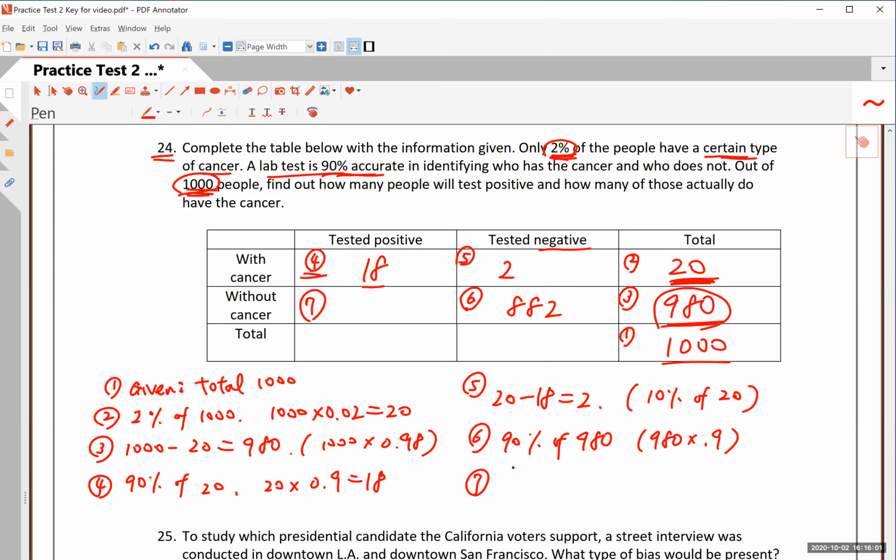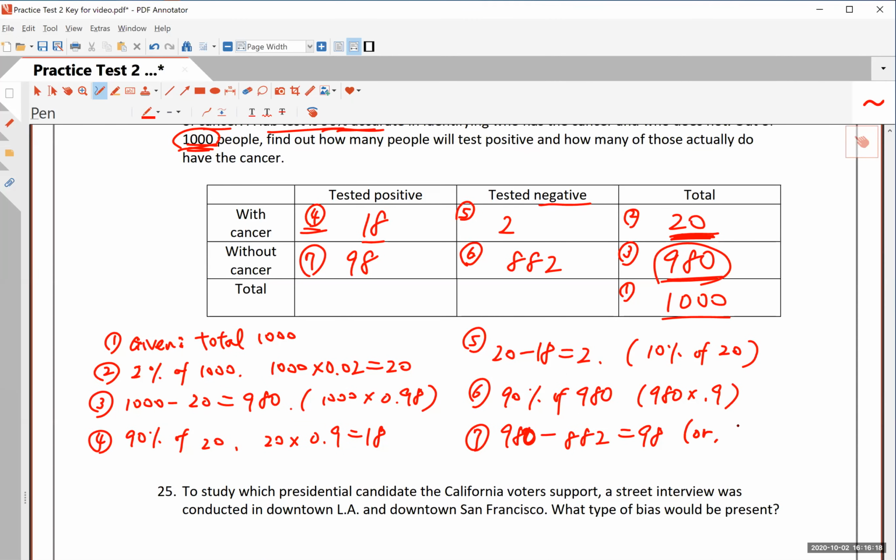Now, once you find that, then you can do 980 minus 882, and that is 98, and that's your number of people who will test positive despite the fact that they do not have this cancer. Or you can do 10% of 980. Remember, 90% of these people will correctly be diagnosed as not having cancer, but the 10% will test positive. And that is called false positive. And so because this number is large, 10% of that is still a large number.